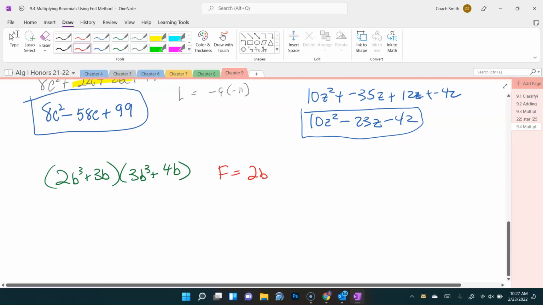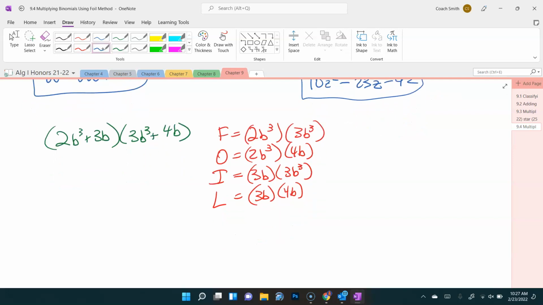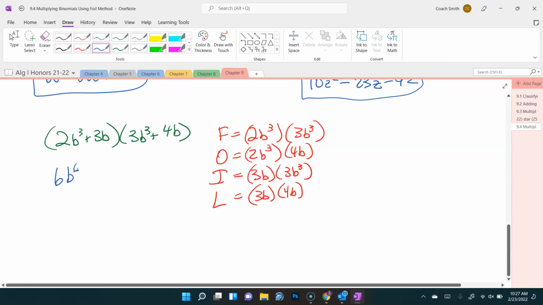So the F would equal 2b to the third times 3b to the third. The O would equal 2b to the third times 4b. The I would equal 3b times 3b to the third. The L would equal 3b times 4b. So that gives me first term is what? 6b to the sixth power plus the O would give me what? 8b to the fourth plus the I, 9b to the fourth.